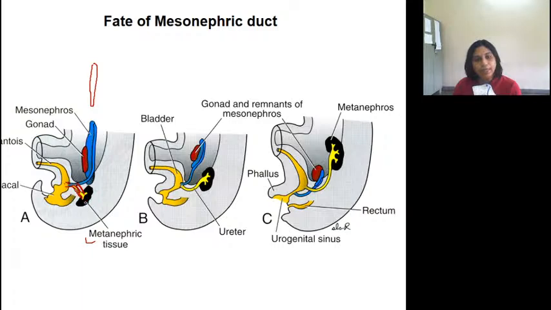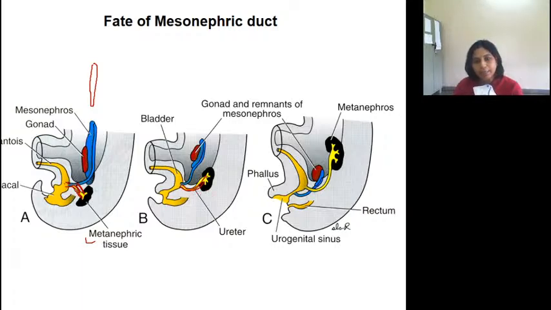Into this metanephric blastema we see the growth of the ureteric bud. This ureteric bud, which is developed from the mesonephric duct, will elongate and reach the metanephric blastema. So this is called the ureter. Later you will call it the ureter. Metanephric duct, not tubule, but metanephric duct we are not using, so we call it the ureteric bud and the ureter.